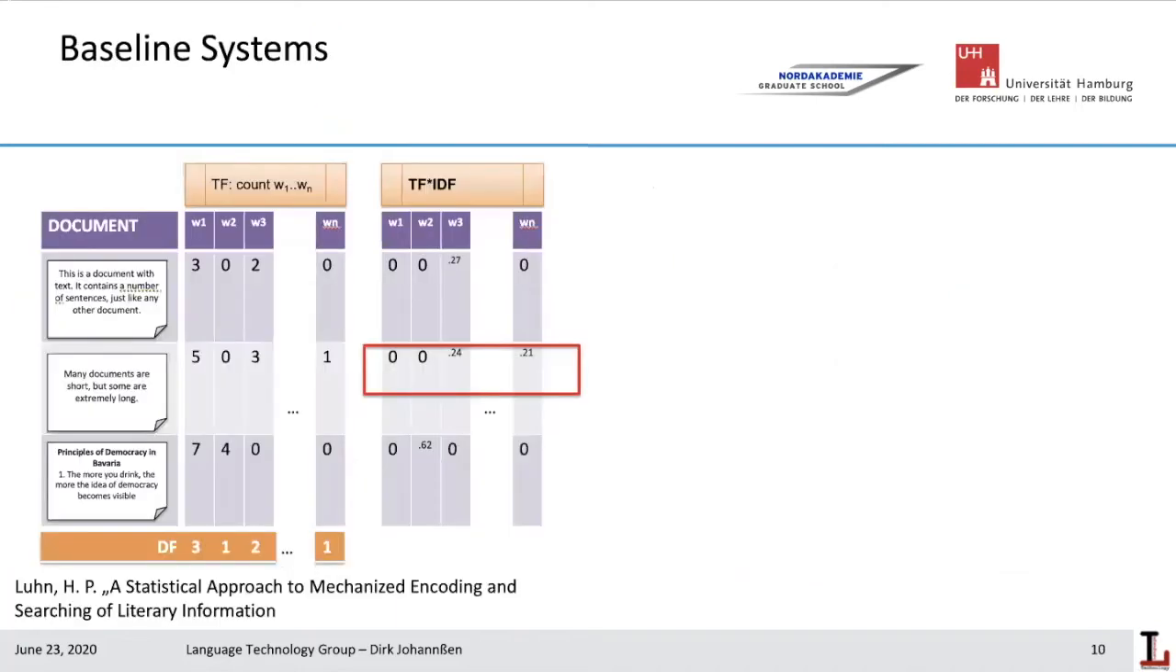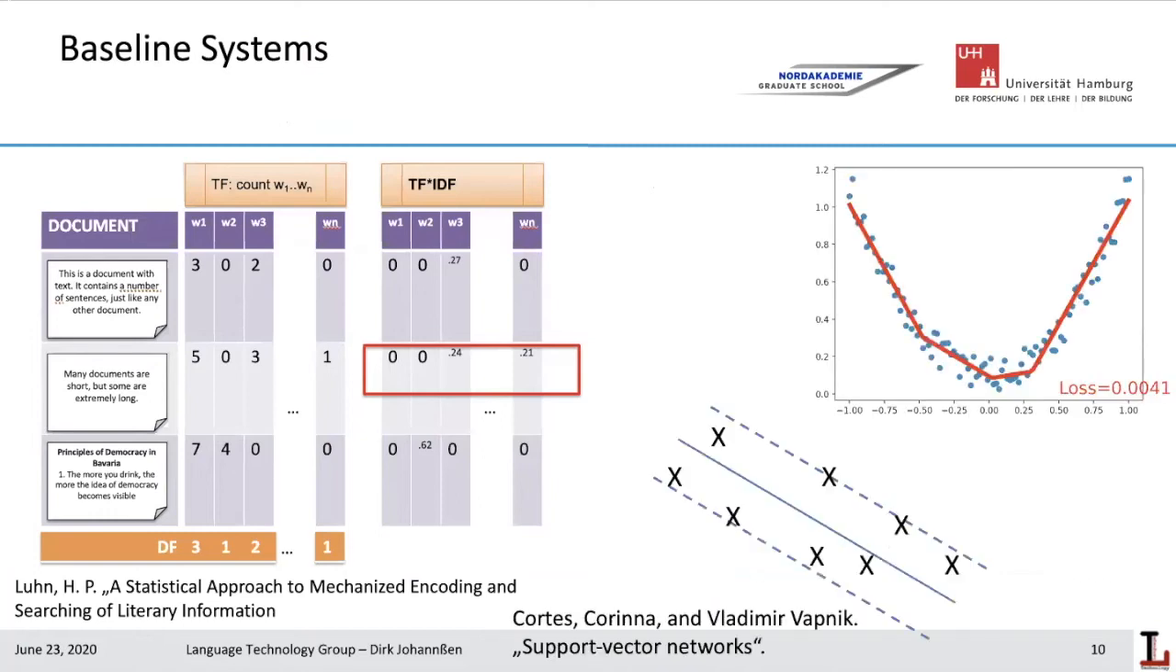The provided baseline systems for both tasks utilized term frequency inverse document frequency, or TF-IDF in short, for representing the texts as statistical features, and both systems utilized support vector machine approaches. For the first task, a support vector regressor, and for the second task, a support vector classifier, with a little pre-processing and tuning for both tasks.